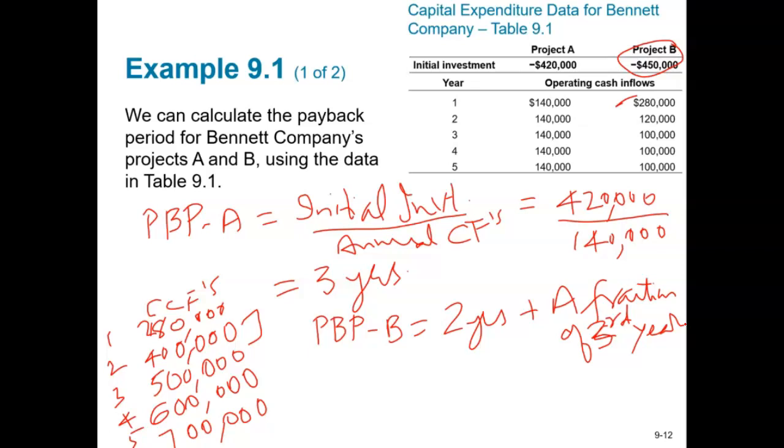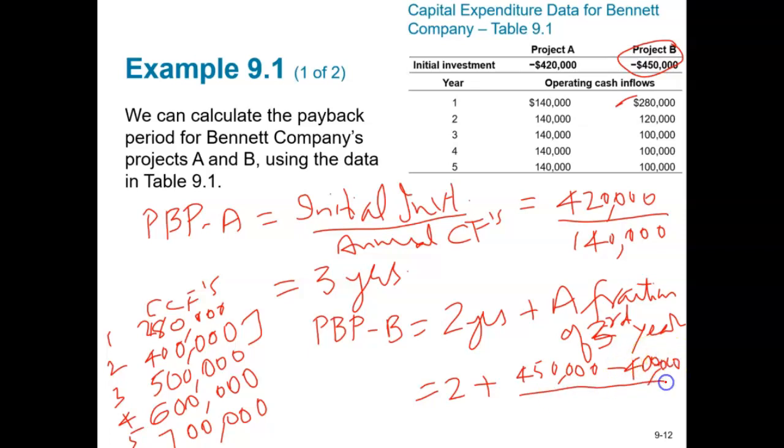So I can calculate something like this. 2 plus a fraction of the third year. I have to receive 450,000. I have received how much? So the cost is 450 minus how much we have received until year 2. Year 2 is 400,000.